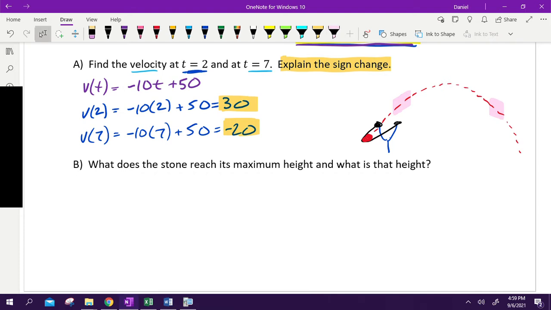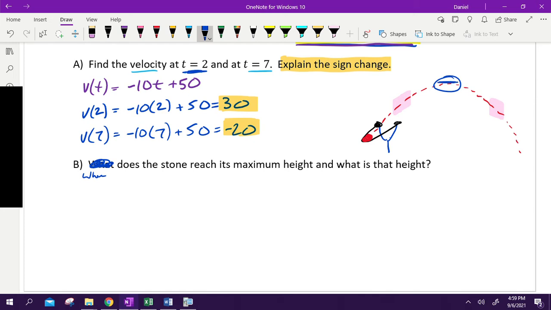When does the stone reach its maximum height, and what is the height? This is bad. I should say when. When does the stone reach its maximum height? So think about that. If we take that rock and shoot it upwards, obviously right there is when it's at its maximum height. What is true about the velocity of that rock right there? At least the upward velocity. The answer is it's 0.